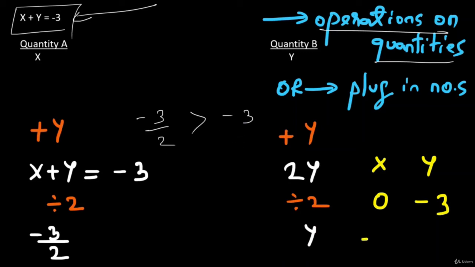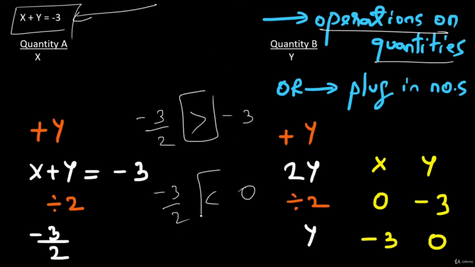What if I take x as minus 3 and y as 0, right? That is also possible. In this case, I have minus 3 by 2 and 0 is greater than minus 3 by 2. So the relationship is not constant, it's varying, right? Therefore, the correct answer to this question is option D.